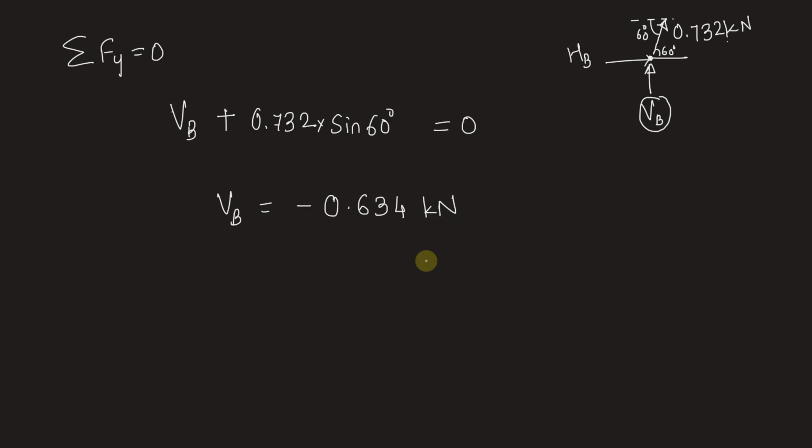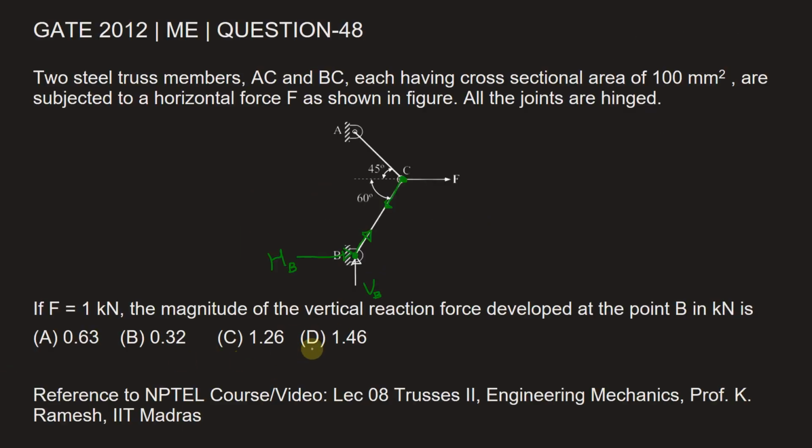Let's go back and mark the correct option. We don't have to mention the sign, only the numerical values. Numerical value is 0.63 kilonewton is the vertical reaction developed at point B.